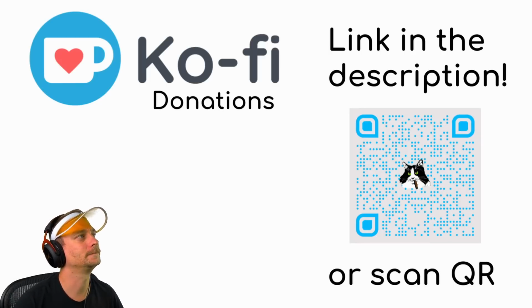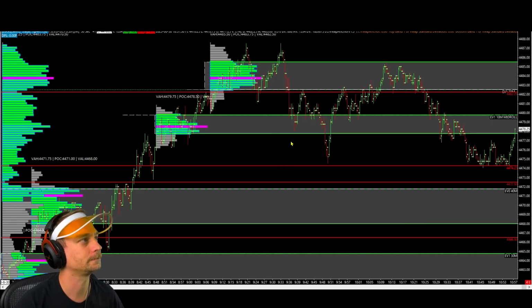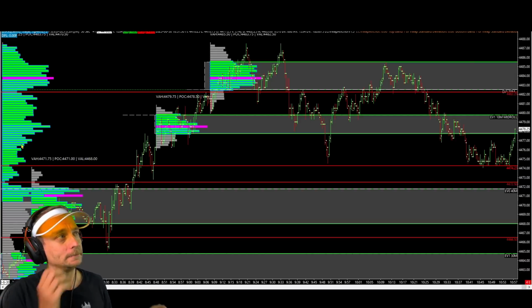All right. So these are the lowest nodes that really stick out to me in the overall RTH structure, which some people, that's all they're looking at. Right?